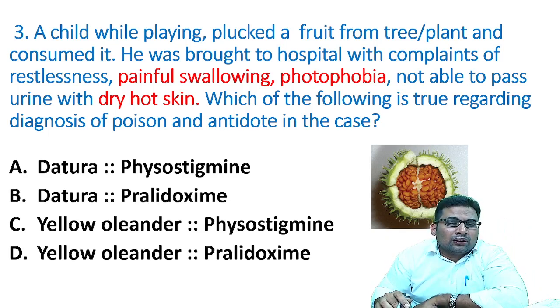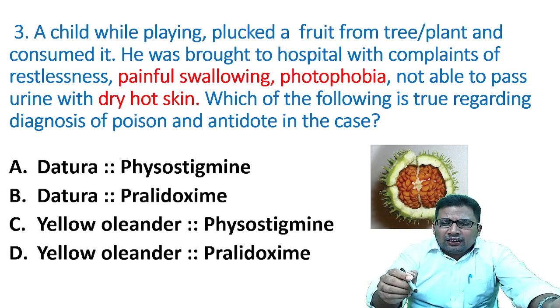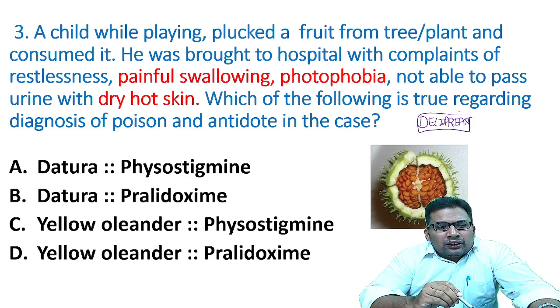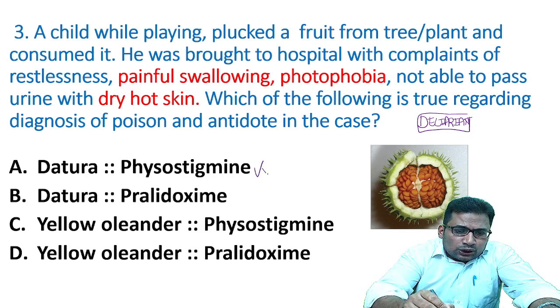What do you think, all of you? Painful swallowing, dysphagia, dysarthria, double vision, dilatation of the pupil, dry hot skin, restlessness, delirium, all this go in favor of a deliriant. What is the deliriant given here? That is Datura. Datura presents with the signs and symptoms of atropine poison. Datura contains hyoscine, hyoscyamine and traces of atropine. The fatal dose is 75 to 100 seeds. So the answer for this question is Datura.